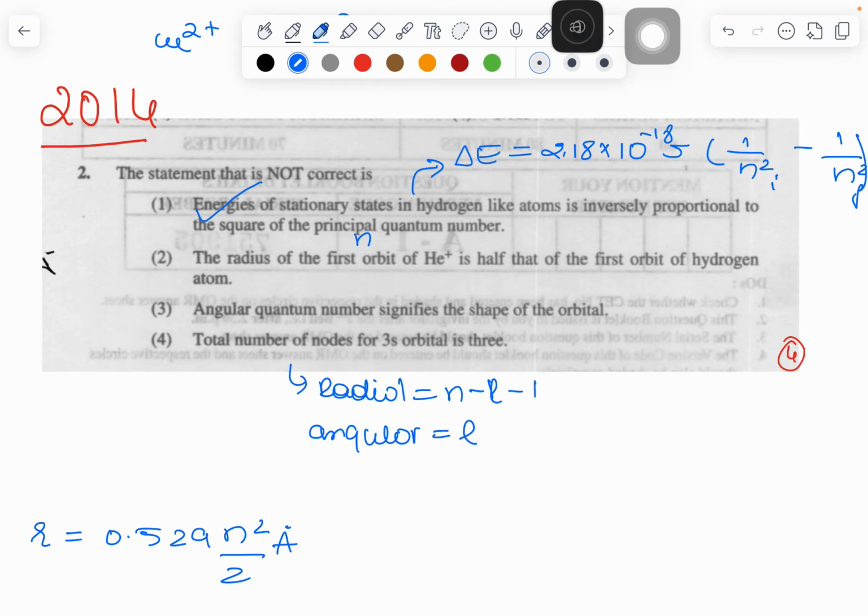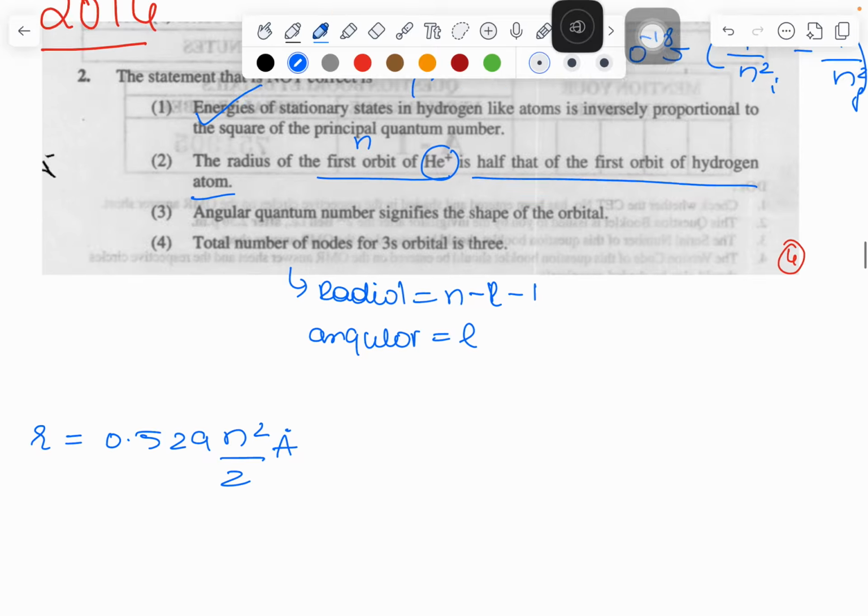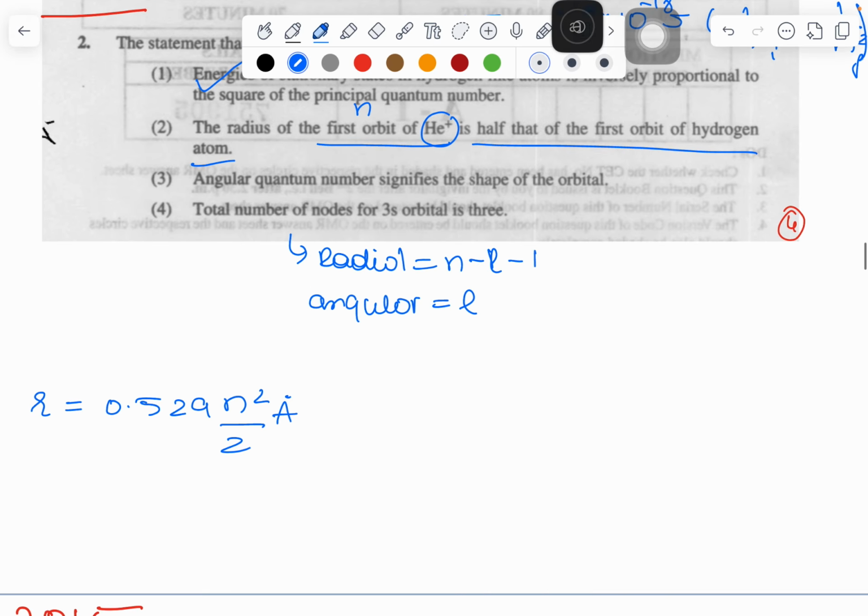The radius of the first orbit of He+ is half of the first orbit of hydrogen. The radius of an atom is given by 0.529 n squared divided by Z. Now let's first find out the radius for hydrogen.